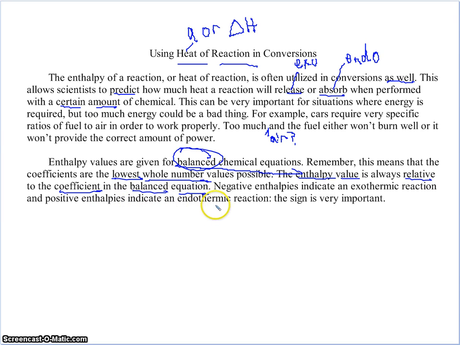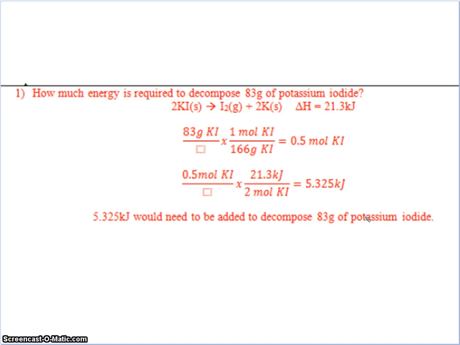Okay, I'm not exactly sure what that means. I know the coefficient matters. I'll have to look at the examples. Negative enthalpies indicate exothermic. I know that. And positive enthalpies are endothermic. Yeah, I know that. The sign's very important. Okay, great. Thanks. Okay, let's look at this.